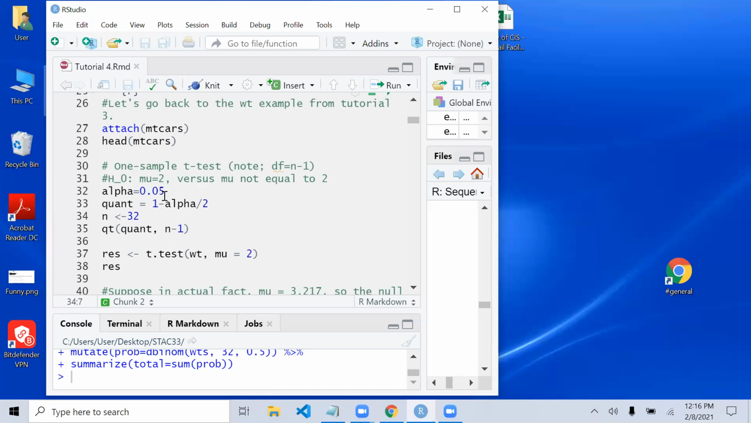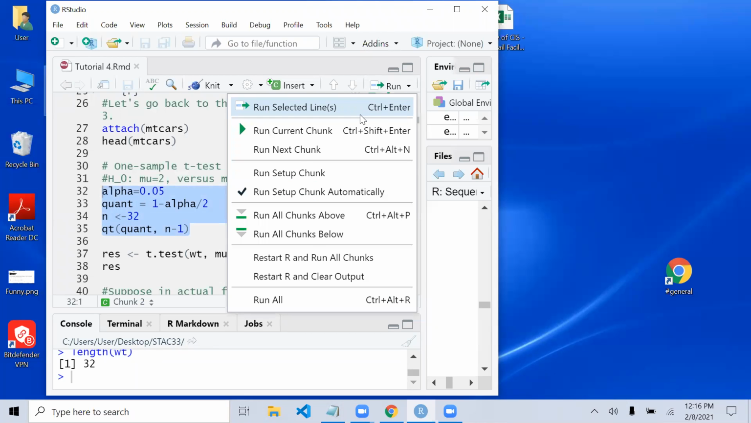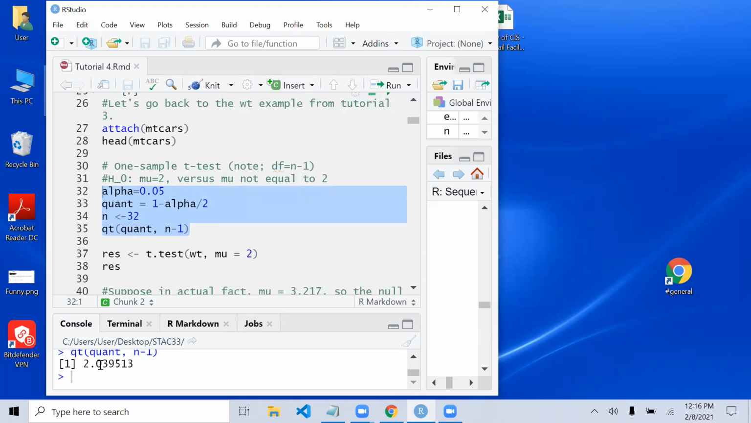My alpha level is 0.05 because that tends to be the default you see in a lot of sciences, right? Your sample size was 32. Just to convince you guys there's 32, if I look at the length of, let's say, weight, it's 32, right? So this means that our quantile is going to be a function of your alpha, your quantile level, which is going to be 1 minus alpha over 2, so the 97.5 percentile, as well as the sample size. So we know the degrees of freedom is n minus 1. So our criteria quantile is actually 2.03.